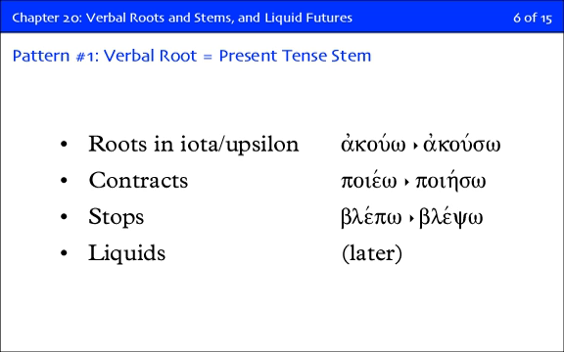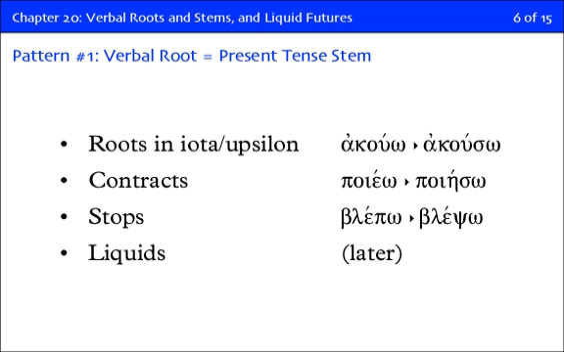The first pattern is the pattern where the verbal root comes into the present tense stem without change. And these are actually the verbs that we learned in chapter 19. And so, for example, we have roots that end in an iota or an upsilon, like akuo, where the root appears the same in both the present and the future. We saw contracts, where the root appears in the present and in the future, the only difference being the contract vowel is lengthened before the tense formative in the future. But there's been no change in the root at all, is there?